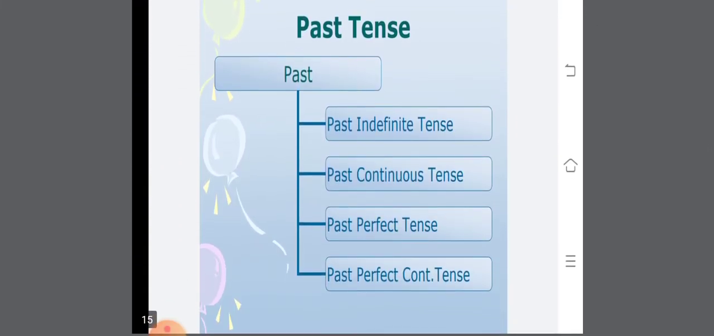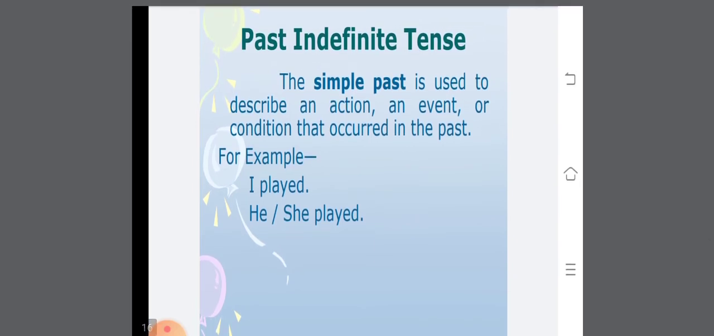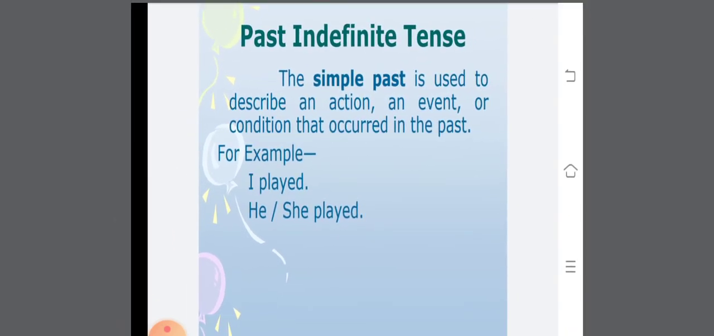Now we'll go to the past tense. Again there are 4 divisions: past indefinite, past continuous, past perfect tense, and past perfect continuous tense. Now past indefinite, the simple past, is used to describe an action, an event or condition that occurred in the past. Remember, occurred in the past. And the key words are last year, last month, yesterday, ago. These are the key words. In most cases you can use this simple past tense.